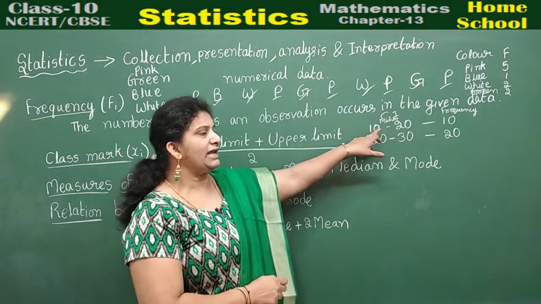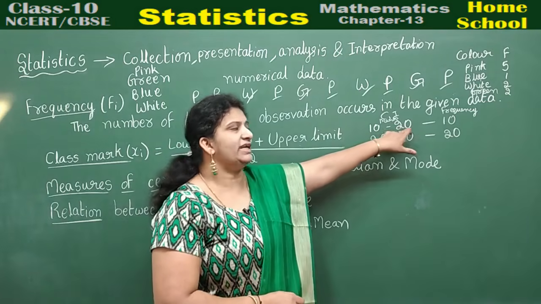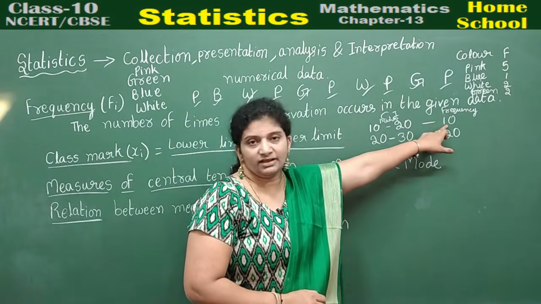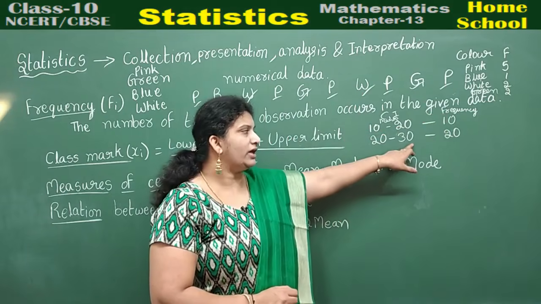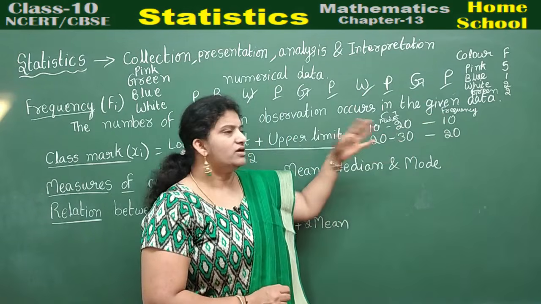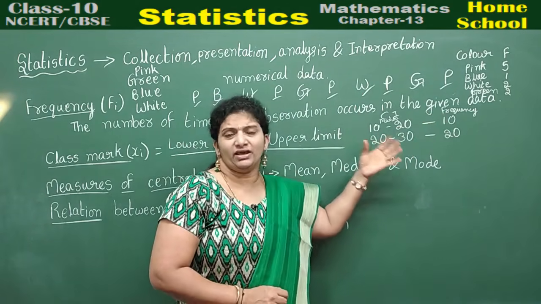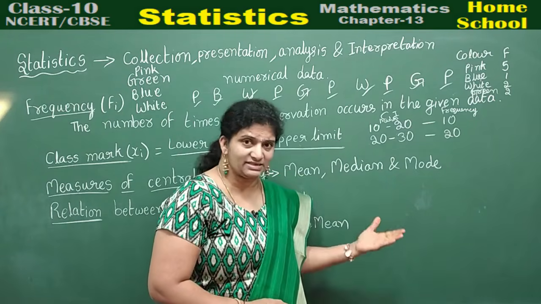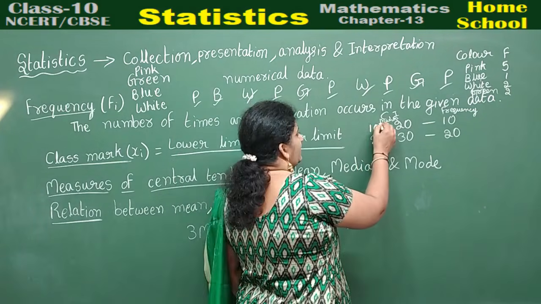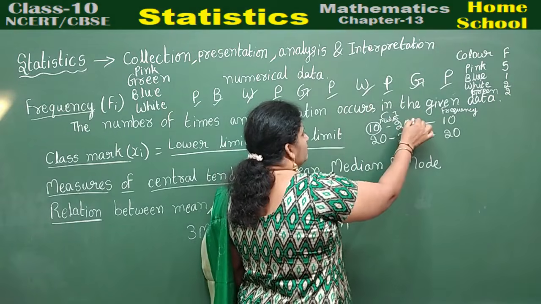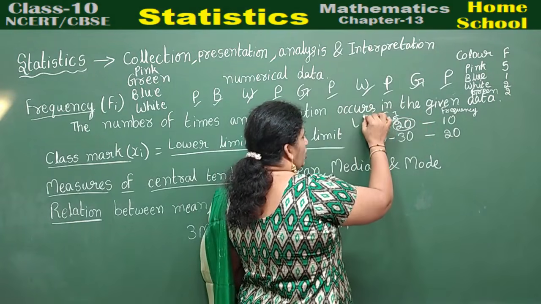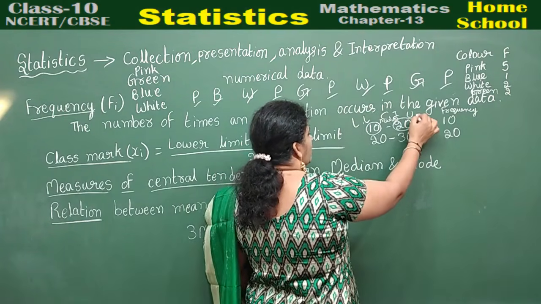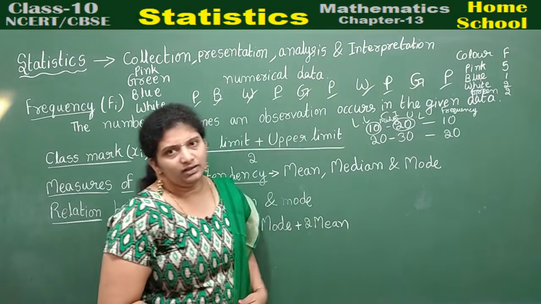Look here carefully, class interval 10 to 20 marks, 10 children have scored. 20 to 30 marks range in between. Suppose one child may have got 21, another 25, another 26, like this. The first one, 10 to 20, 10 is called the lower limit and 20 is called the upper limit.